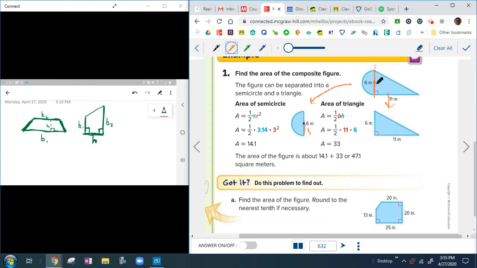All right. The triangle is pretty straightforward. You can see the base and the height meet at a right angle, and you just plug it into the formula.